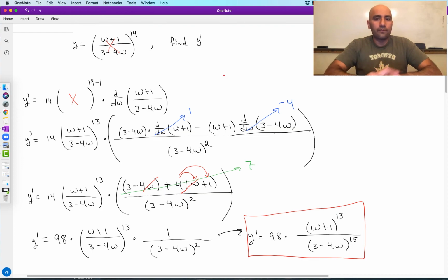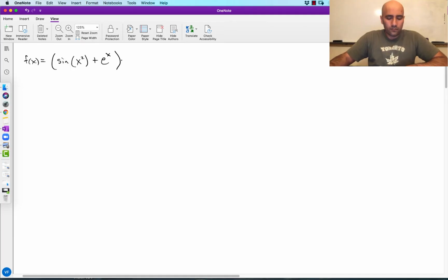Okay, let's do another problem. Okay, say f of x equals this incredibly complicated function here. We have (sine of x squared plus e to the x), and then that whole thing gets raised to the power of 3 times, and then separately over here we have e to the power of (3 plus sine squared x), and then that whole thing gets raised to the power of 5, and then all of that gets multiplied together. Okay, so of course the same instructions. Find the derivative, find f prime of x.